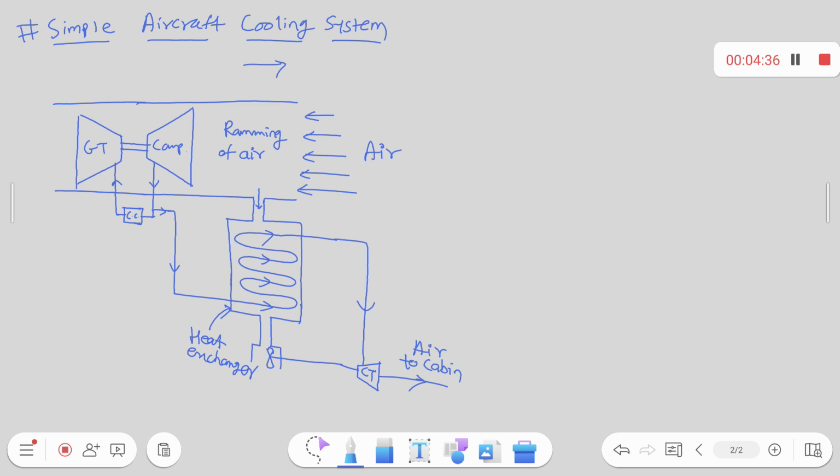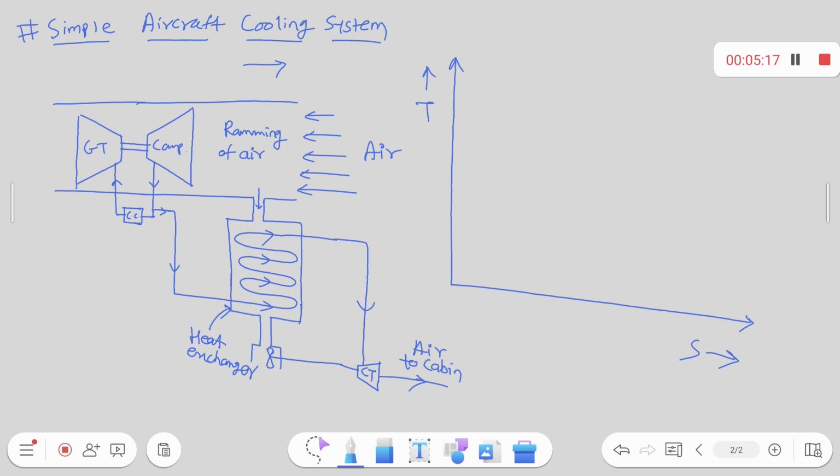Now there are different processes. Try to understand this process on the TS diagram. Let us try to draw the TS diagram: temperature versus entropy. Now the area under the TS diagram indicates heat addition or heat rejection, and the area under the PV diagram indicates work done. Right? Now, what are the processes? First, ramming, then compression, then cooling, and then expansion. So these simple processes are there.